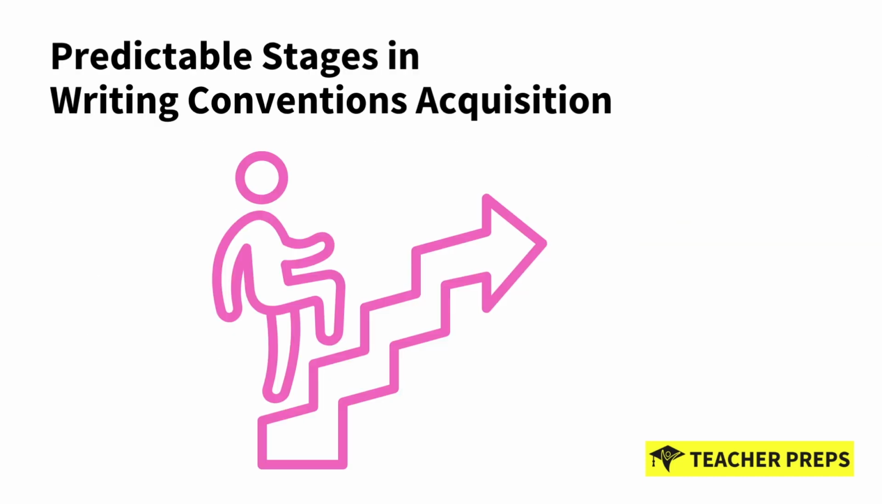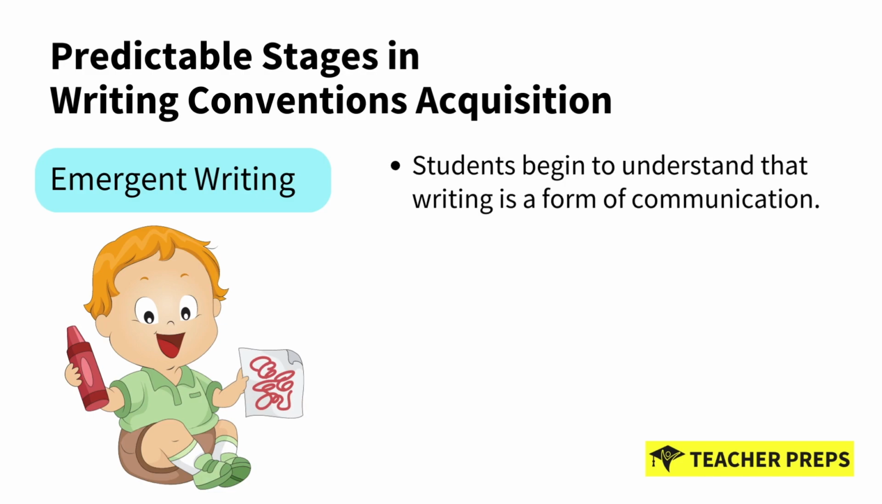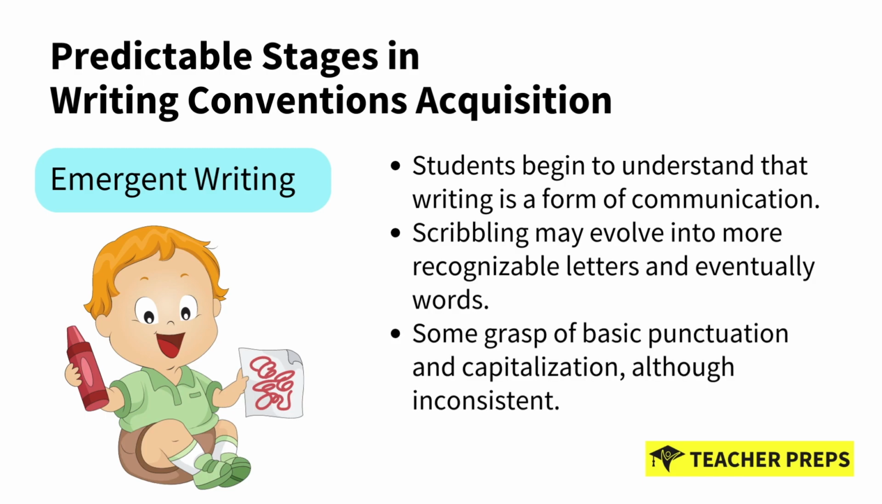Predictable stages in writing conventions acquisition. The first stage here is called the emergent writing stage, and this is when students begin to understand that writing is a form of communication. Scribbling may evolve into more recognizable letters and eventually into words. Some grasp the basic pronunciations and capitalizations, although it's inconsistent.